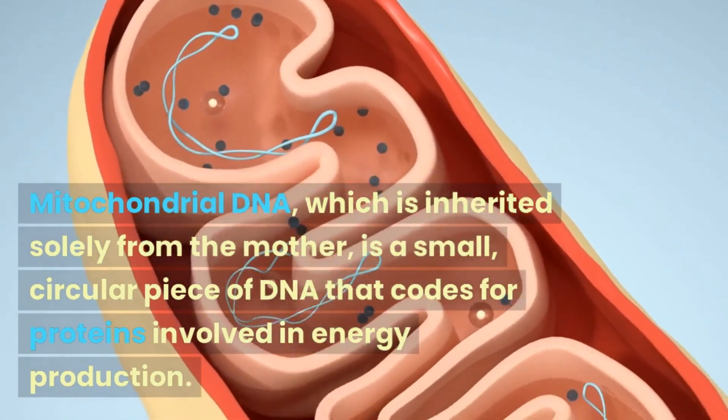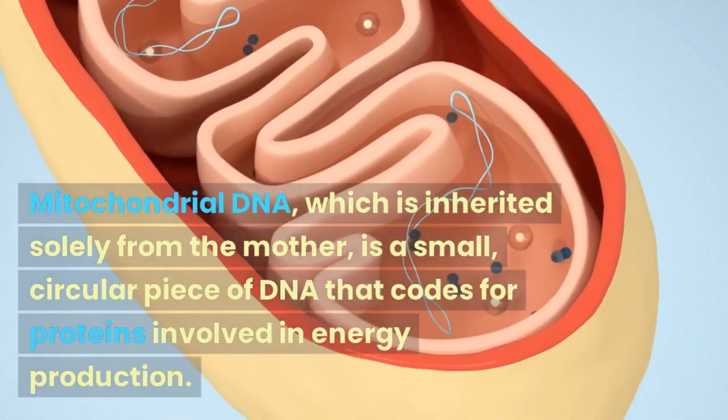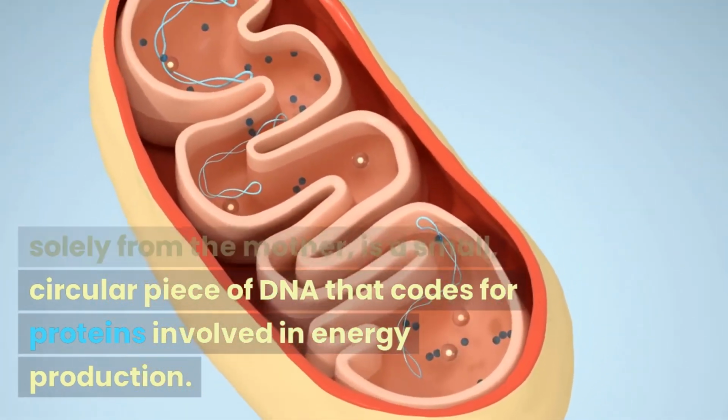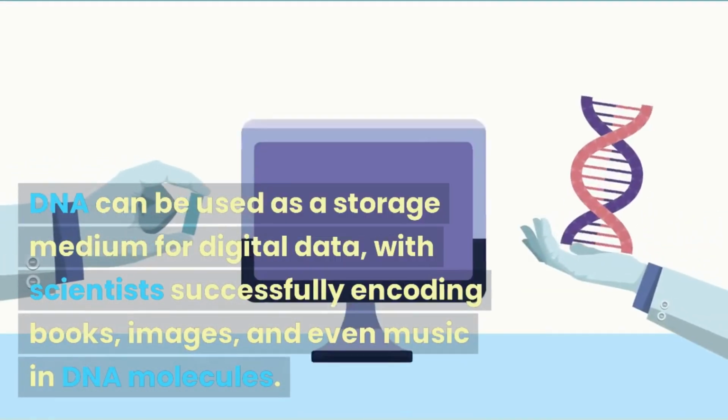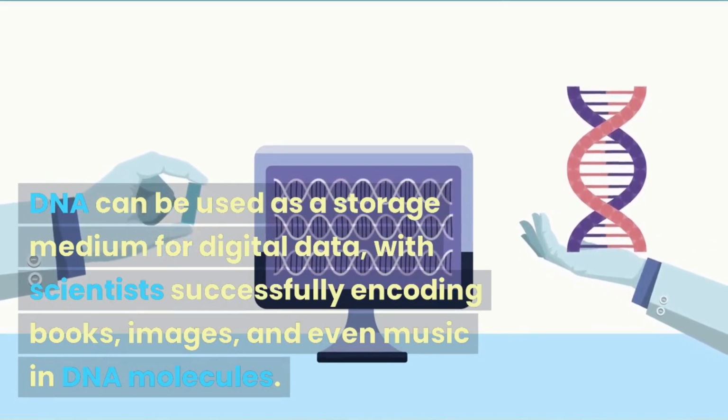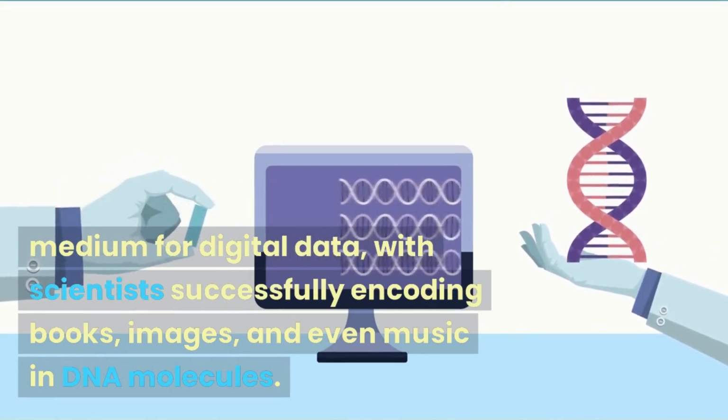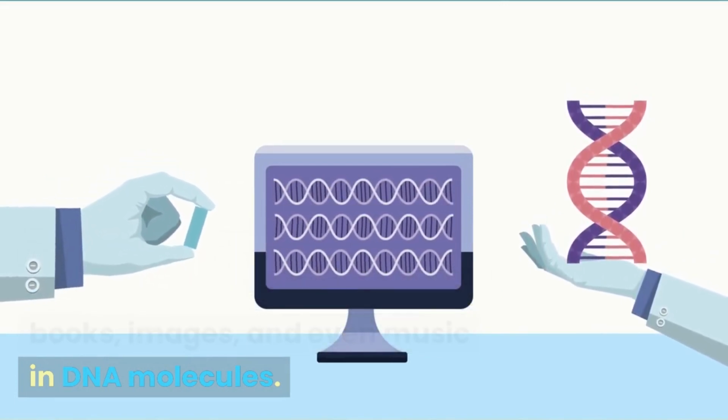Mitochondrial DNA, which is inherited solely from the mother, is a small, circular piece of DNA that codes for proteins involved in energy production. DNA can be used as a storage medium for digital data, with scientists successfully encoding books, images, and even music in DNA molecules.